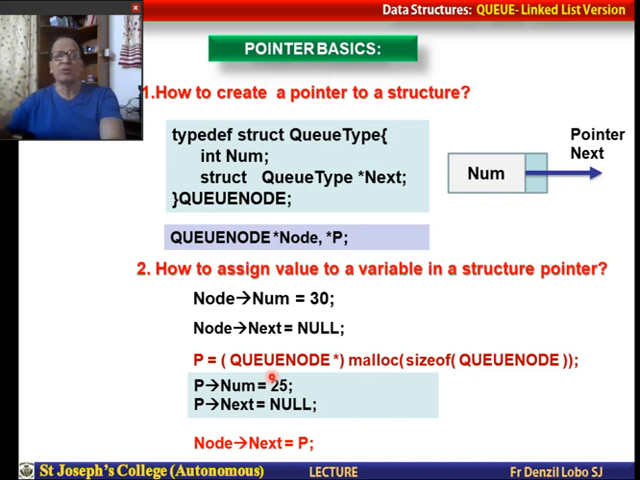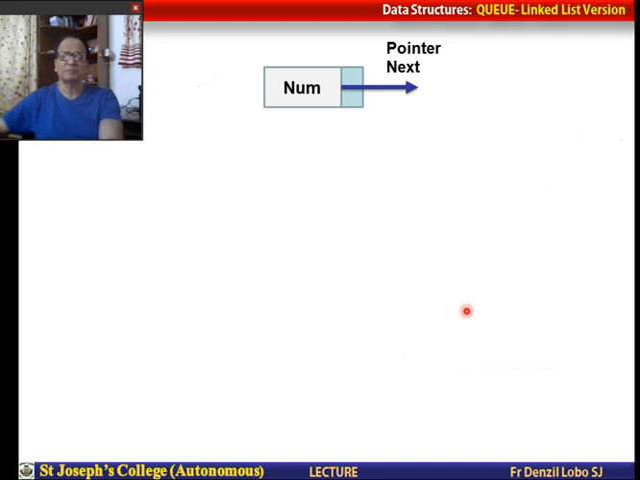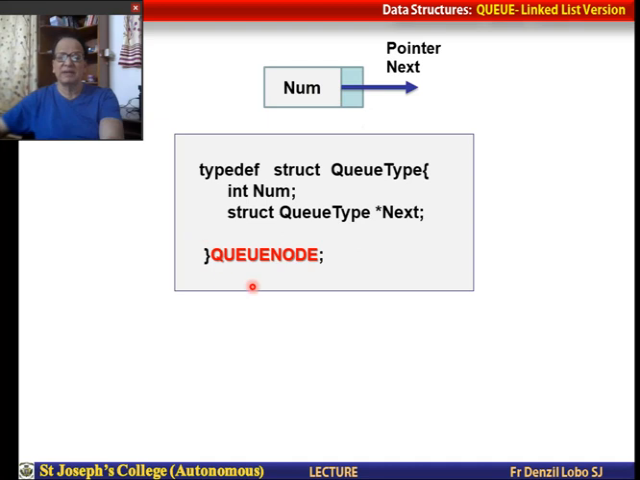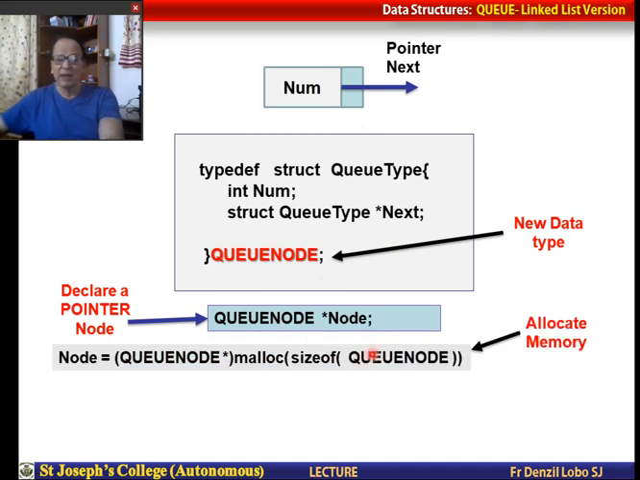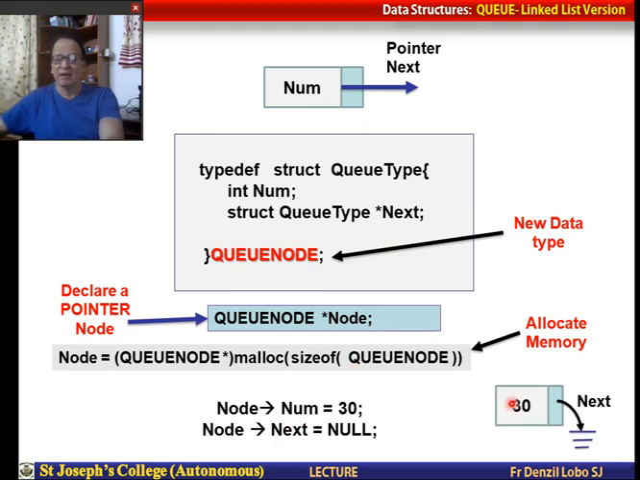That is what we are going to do when we insert or enqueue a data item into our queue. Again, this is the pictorial representation. This is how we create a new data type called QUEUENODE, and then this is how we create a pointer called node, allocate memory, which you are familiar with now, and then assign these numbers. With that I create a node with 30 as the number data item which points to null.